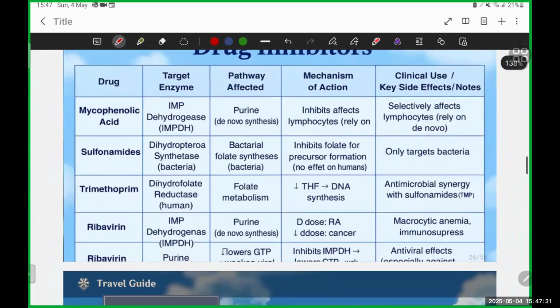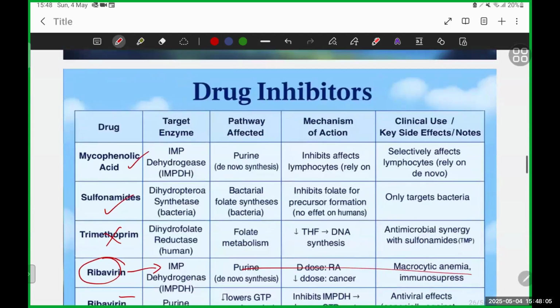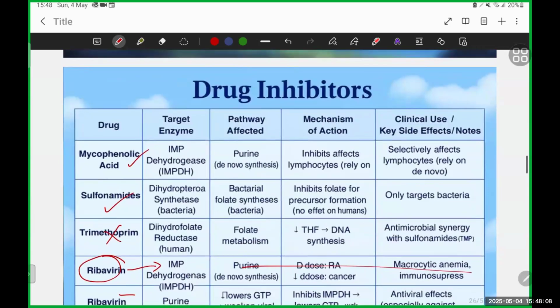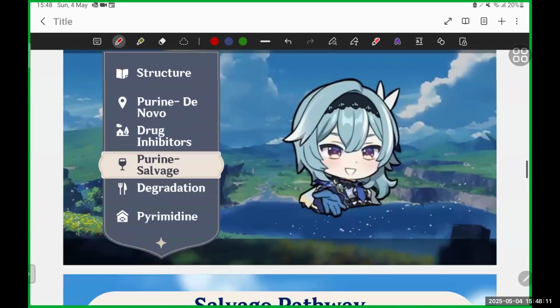These are all of the drugs that were used in the de novo synthesis. You have the one we just talked about, mycophenolic acid. There's another one called ribavirin, and it also inhibits IMP dehydrogenase. You don't need to know much about this one. Just know that it's an antiviral that also inhibits IMP dehydrogenase. Then you have sulfonamides and trimethoprim, which was in the slides but she didn't talk about. And the main one that you have to remember is methotrexate. So don't forget about methotrexate. That's like the main one.